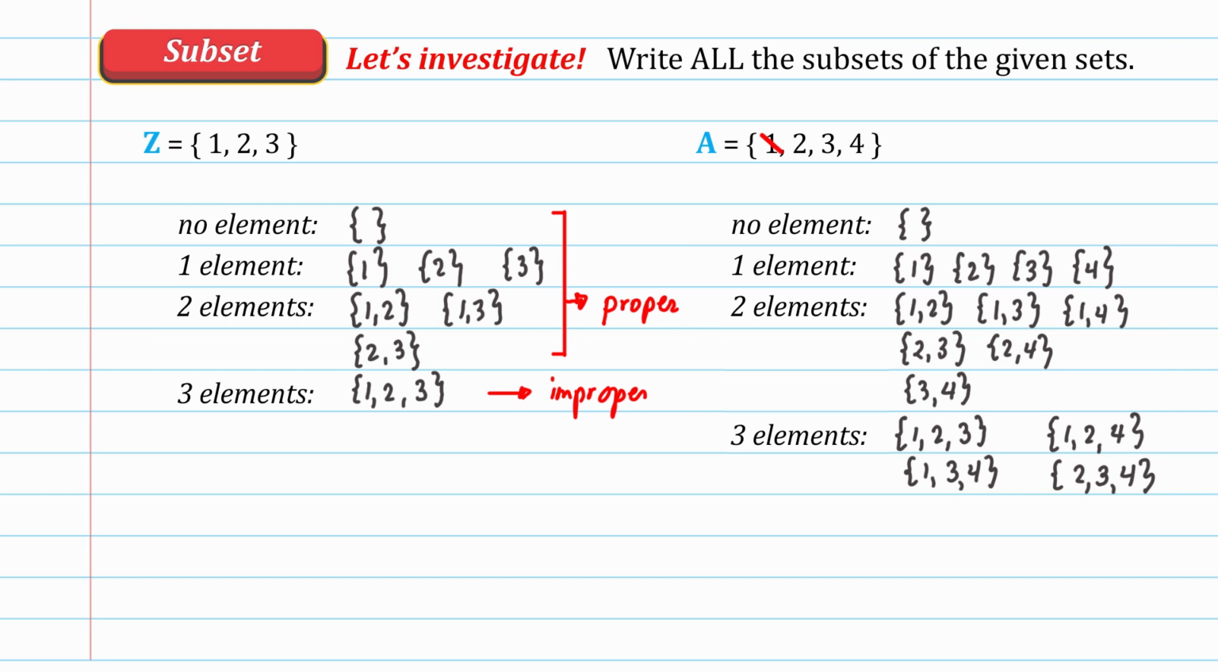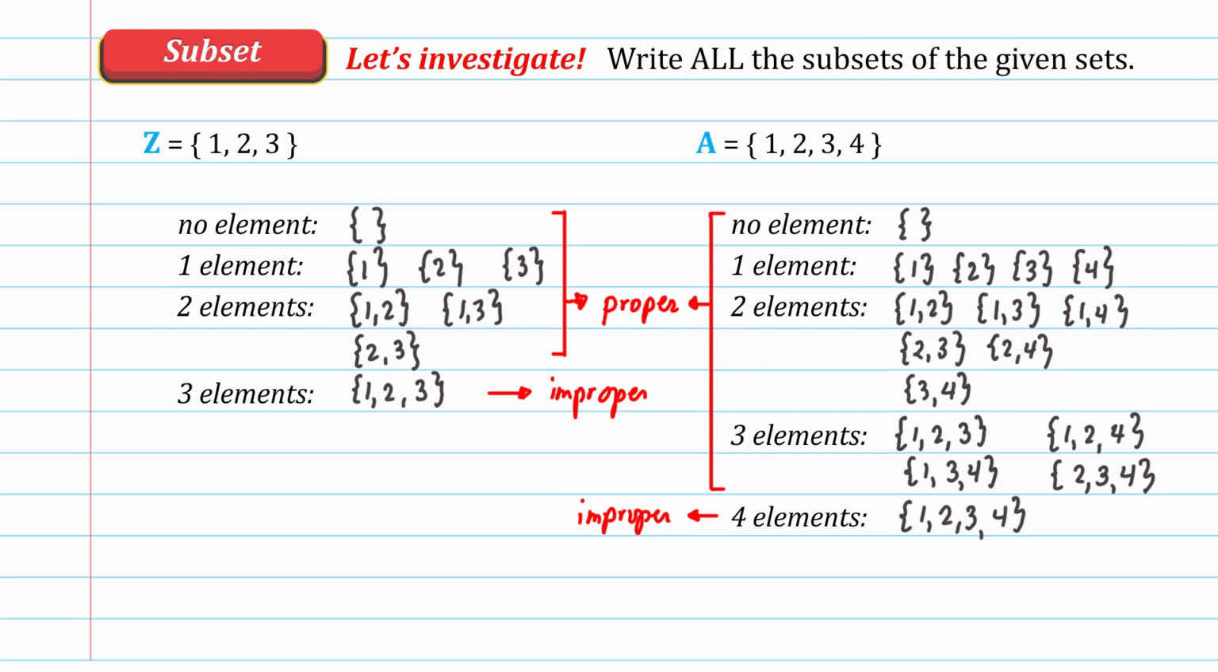3 element subsets done. Finally, we list the subset of A with 4 elements. It's the set itself. Also recall that this is the only improper subset of set A. All these other subsets are proper subsets of A. Now, our aim is to investigate and learn from these 2 examples.